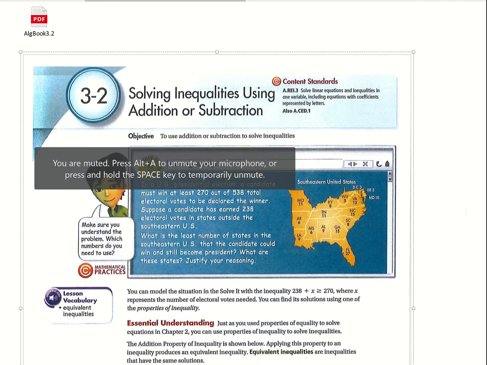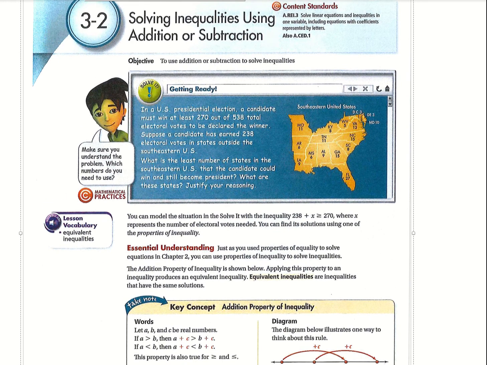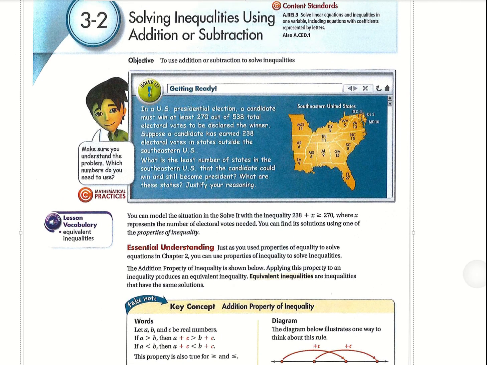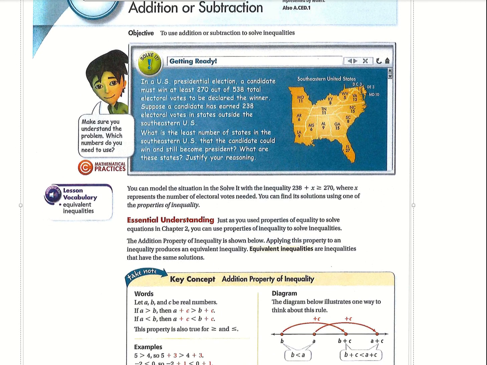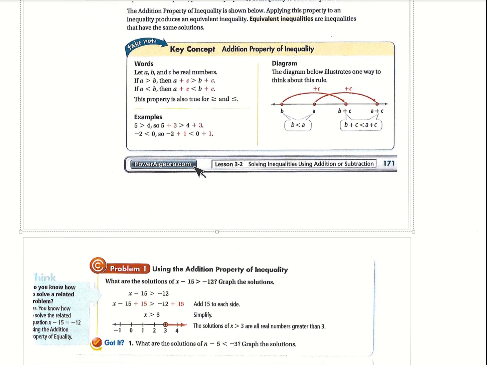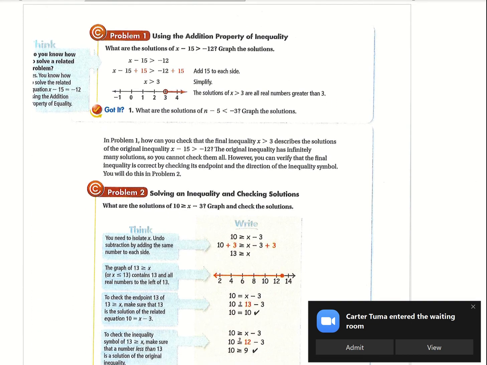Today we are doing 3-2, which is solving inequalities using addition or subtraction. That's pretty much the objective too: use addition or subtraction to solve inequalities. We're going to skip through basically this entire first page and just come down here to problem 1.